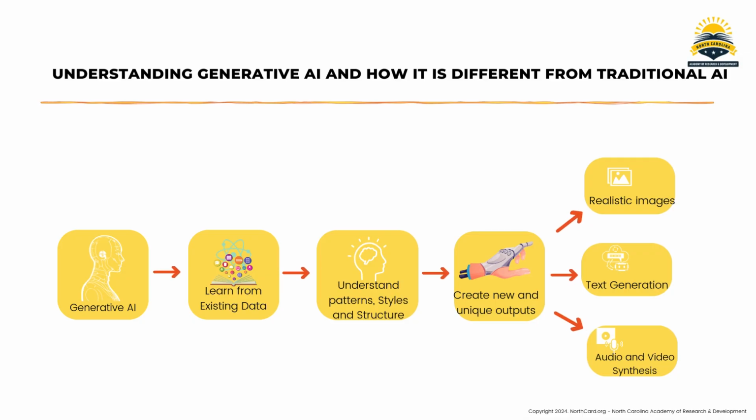Audio and video synthesis: the AI is capable of creating audio and video contents. This might involve composing original music tracks or generating short video clips. By synthesizing sound and visuals, it can produce engaging multimedia content. These capabilities showcase how generative AI can transform data into creative and practical outputs across different media types.